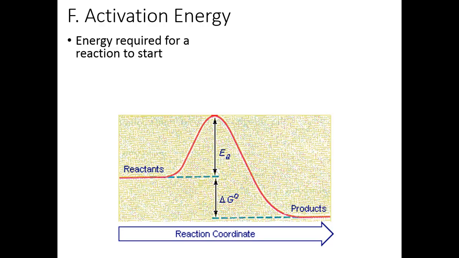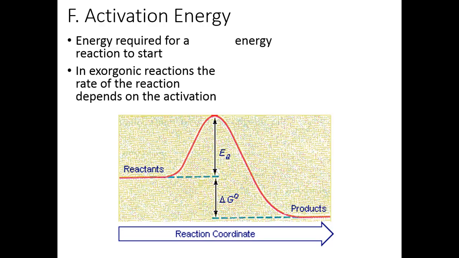Okay, but in an exergonic reaction, there is a certain amount of energy required to get it started, and that's called the activation energy. So the rate of the reaction then is dependent on the activation energy, and that's what this graph illustrates. You have products which have less energy than our reactants, so it's going to give off energy, and that's the difference between this line and that line. But there still is a certain amount of energy that you have to overcome before the reaction can complete itself.